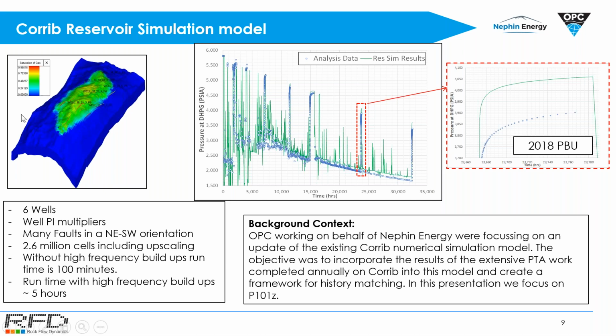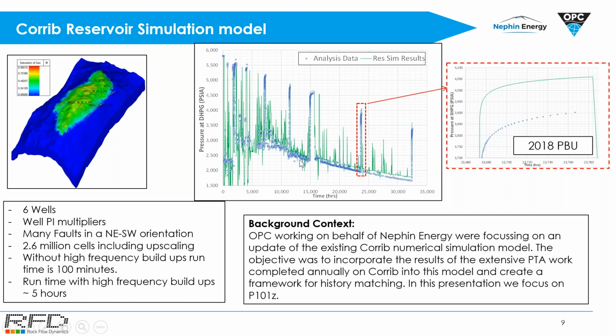So let's have a quick look at the model. We've got 6 wells. This model originally has well PI multipliers. There are many faults in a northeast-southwest orientation. It's 2.6 million cells, including upscaling. Without the high frequency buildup runs, it took 100 minutes, and that was just over 1,000 time steps. But with the high frequency buildups, the time steps went to over 6,000, and it took 5 hours to run, which I know you're saying is a bit long, but I was really pushing tNavigator to the limits.